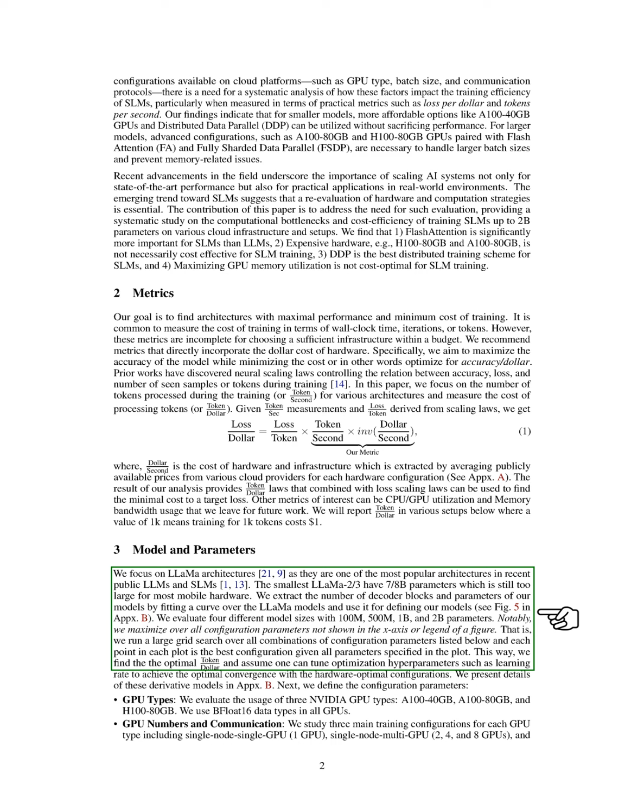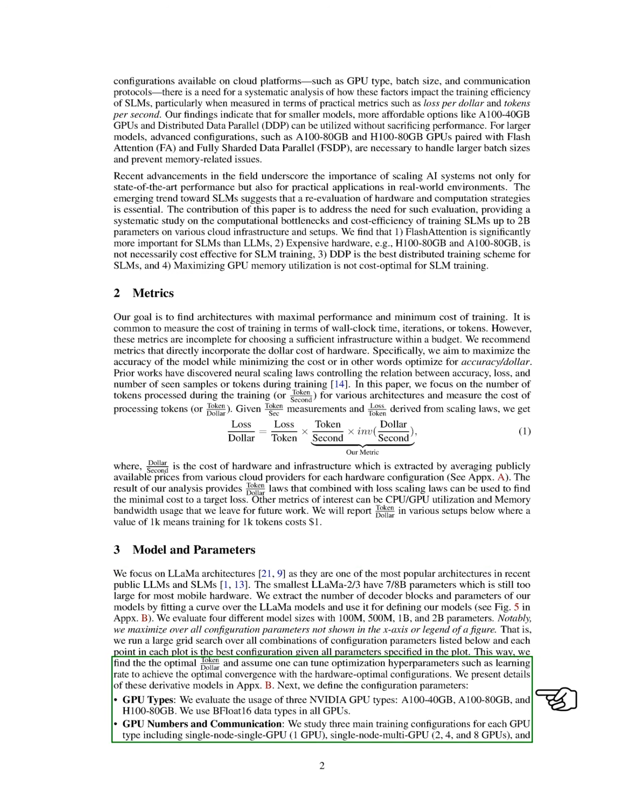We evaluate 4 different model sizes with 100 million, 500 million, 1 billion, and 2 billion parameters. Importantly, we optimize all configuration parameters not shown in the figure's x-axis or legend. This involves conducting a comprehensive grid search over all combinations of configuration parameters, ensuring that each point in our plots represents the best configuration based on the specified parameters. We aim to find the optimal ratio of tokens to dollars and assume that tuning hyperparameters, like the learning rate, can lead to the best convergence with the hardware configurations.